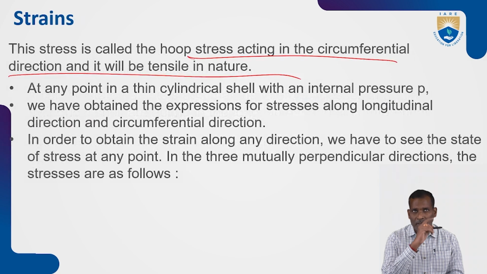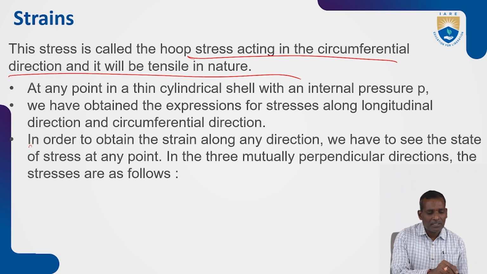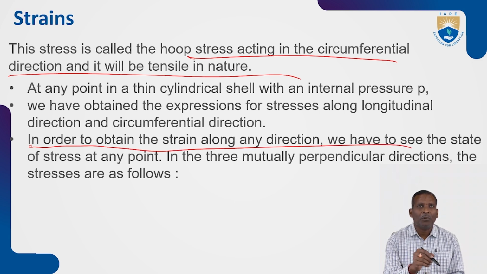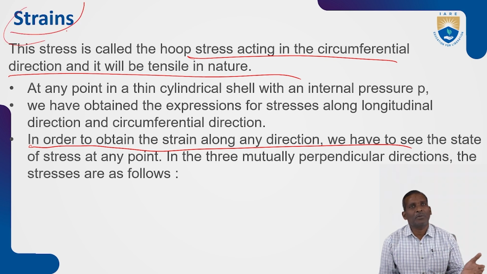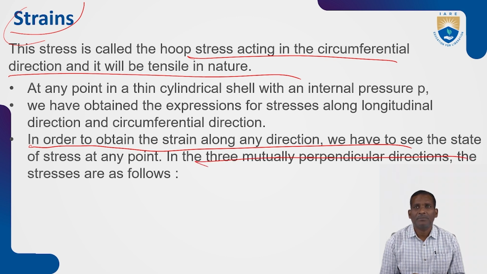Now, at any point in a thin cylindrical shell with an internal pressure P, we have obtained an expression for stresses along the longitudinal direction and circumferential direction. In order to obtain the strain along any direction, the stresses we have already calculated. We have to see the state of stress at any point in the three mutually perpendicular directions.